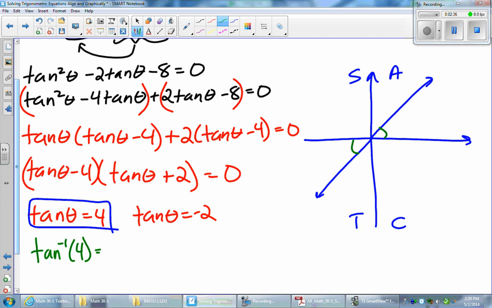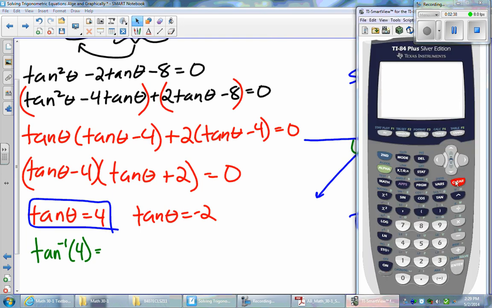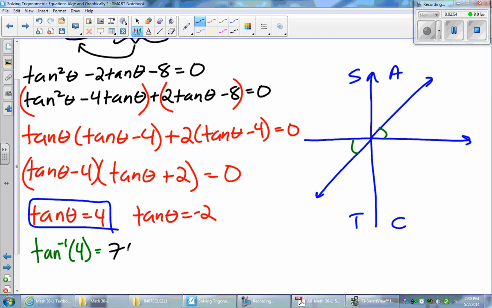To take the tan inverse of positive 4, go in your calculator and clear whatever's there. Make sure you're in the right mode, so you should be in degree mode. So go second tan inverse of positive 4, and my reference angle is 75.9, which is also 76 degrees. That doesn't mean it's a solution, but going back to the diagram, this is 76.0 degrees, and this is 76.0 degrees.